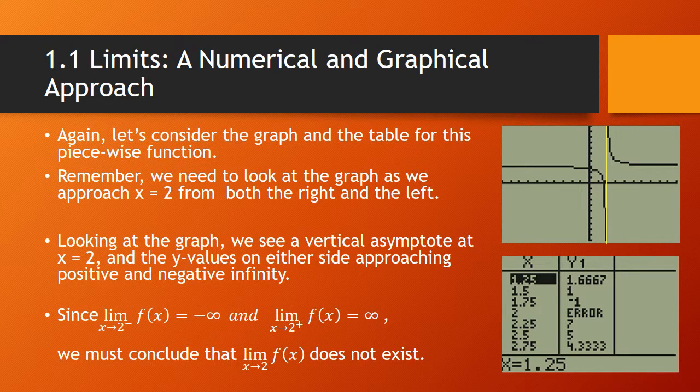Now, looking at where it approaches 2, if you look at the left and the right, really what 2 is, it's a vertical asymptote, and to the left, as our x values approach it, our y values are dropping off to -infinity. And as we approach from the right, our y values are shooting up towards +infinity. So we definitely do not have them meeting anywhere near that line. So since the limit as x approaches 2 from the left is -infinity, and the limit as x approaches 2 from the right is +infinity, we have to conclude that the limit does not exist.